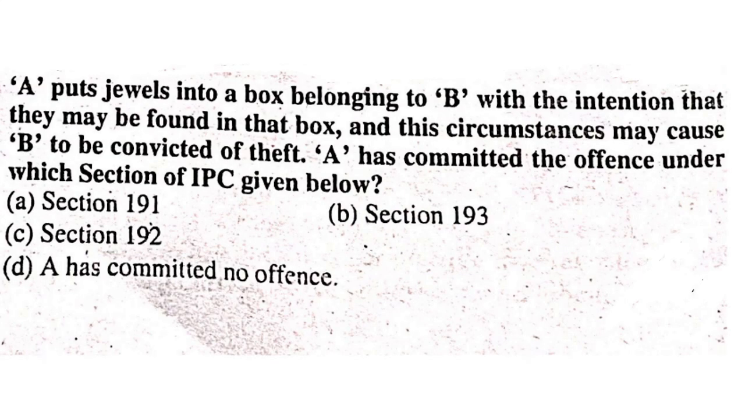A puts jewels into a box belonging to B with the intention that they may be found in that box, and these circumstances may cause B to be convicted of theft. A has committed the offense under which section of IPC? It is under section 192, fabricating of false evidence. Section 191 is giving false evidence, section 193 is punishment for false evidence, and fabricating false evidence is given in section 192 of IPC.